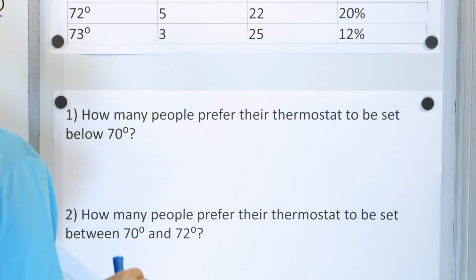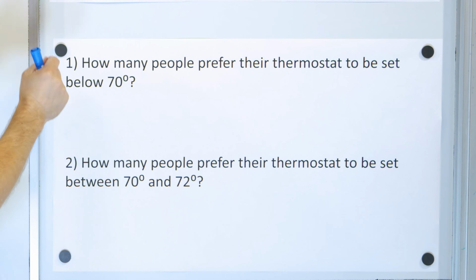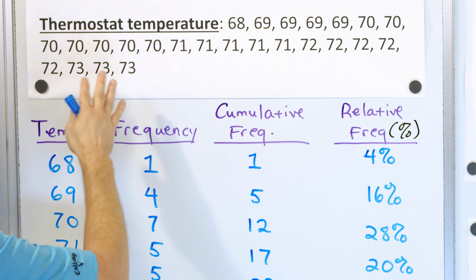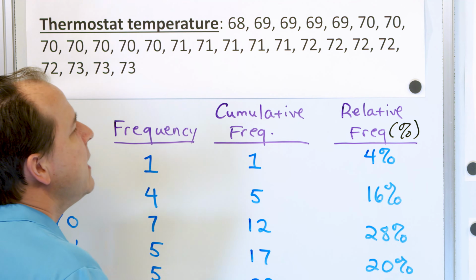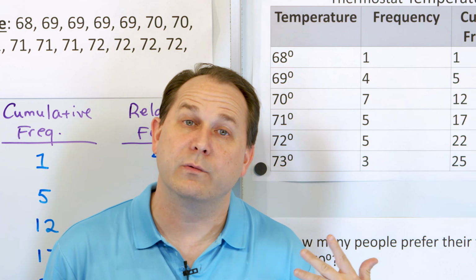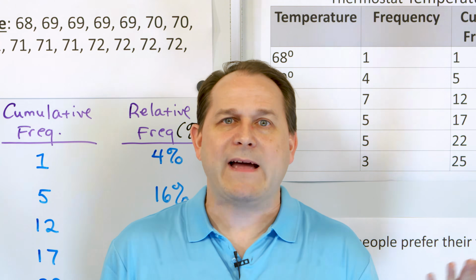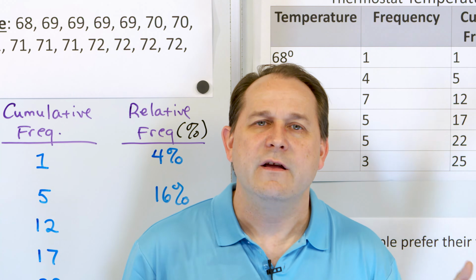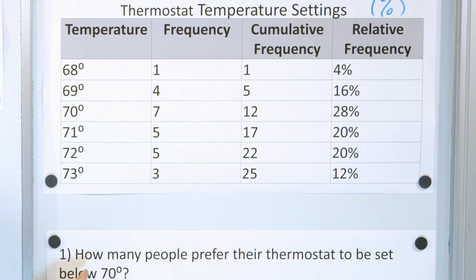So let's take a look at problem number 1. How many people prefer their thermostats to be set below 70? Below 70. If you look at the raw data, you'd have to go over here and you'd have to say below 70 is everybody here, and you'd have to count them. And that's kind of easy to do in this problem because there's only 25 answers. But what if I gave you 5,000 answers? Then you'd have to count them in the raw data. You're not going to do that. A frequency table is better. How many people prefer their thermostat set below 70?